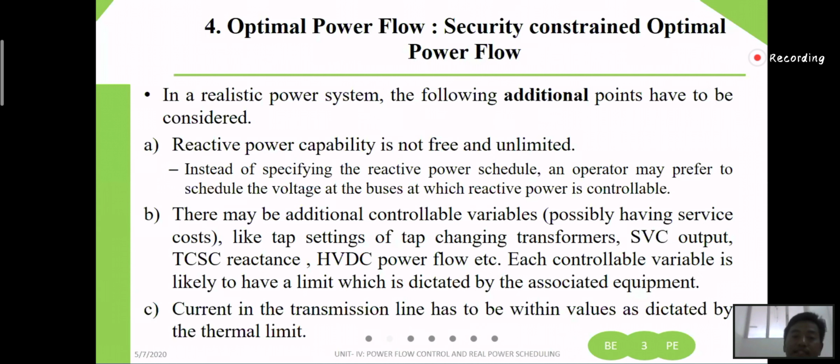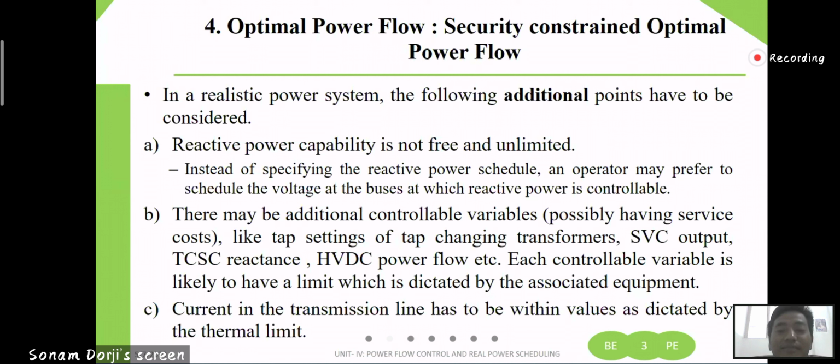And then next, still optimal power flow, but earlier what we considered is that reactive power is unlimited or free. Okay, which means whenever we require it, we assume the reactive power is supplied. But in the actual case, this reactive power will not be free. That's why you are using SVCs or STATCOM and so on, right?